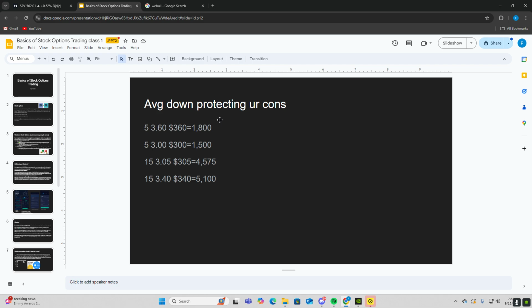Now, averaging down, protecting your contracts. This is gonna be a little bit complicated, but it's not really. Say you bought 5 contracts at 3.60. This is obviously multiplied by 100, so your 5 contracts are worth $1,800. Say it goes down, and now it's worth $1,500.